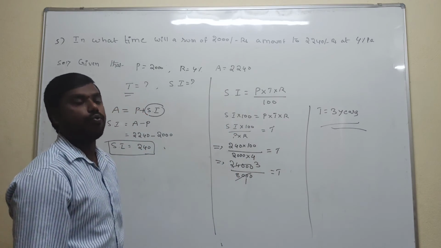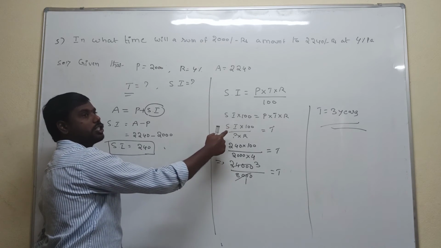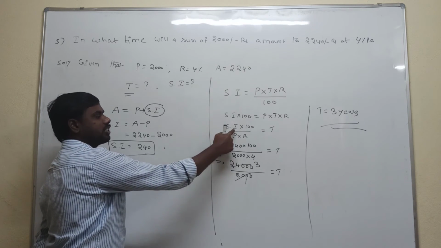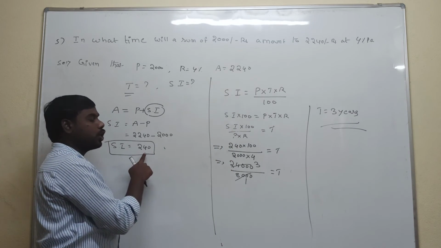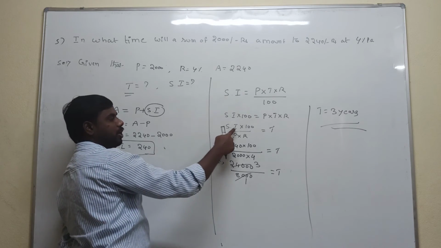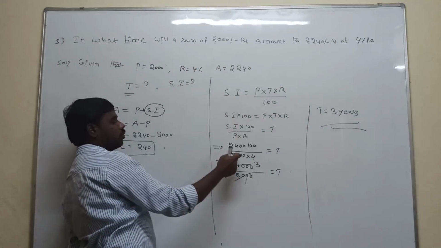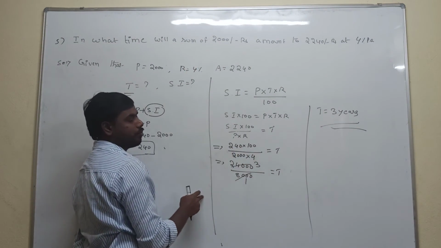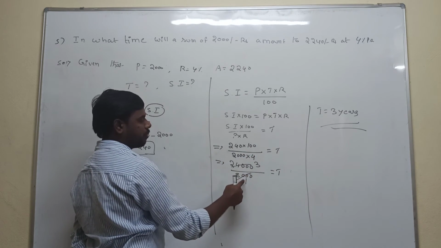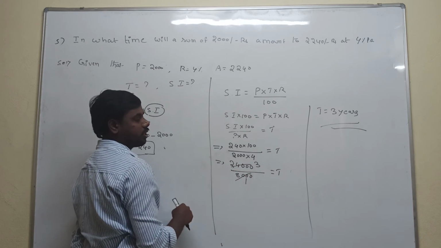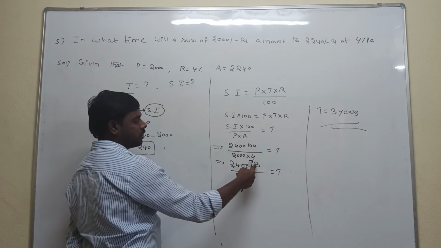Now substituting the values. Simple interest value is 240. S.I. is the short name for simple interest. So simple interest value we are getting is 240 rupees. So 240 into 100 by the principal amount, 2000 rupees, into the rate of interest 4, is equal to T. So 240 into 100 is 24,000 divided by 2000 into 4, which is 8000. Now 8000 3s are 24,000.